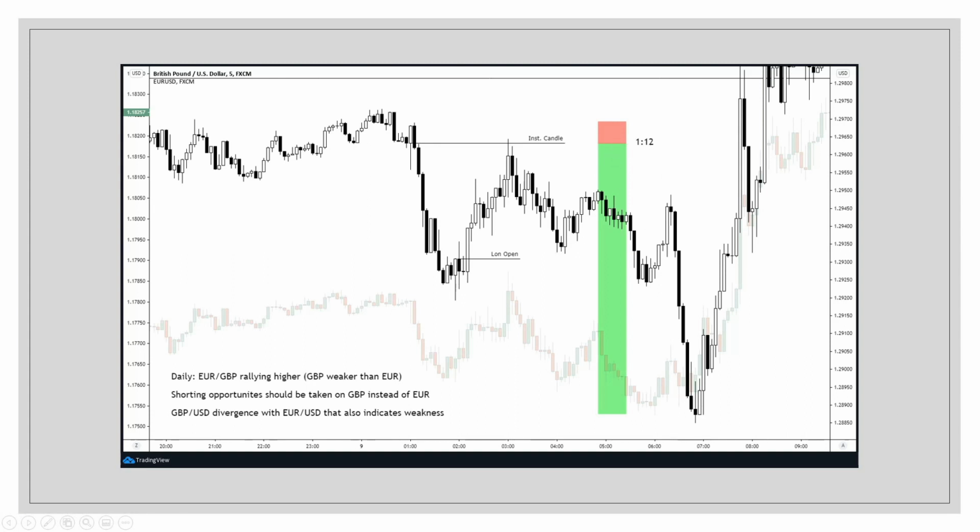Okay. And of course, that's also touching on the top-down analysis, because again, we have the daily doing this, and that's how we were able to intraday find a setup. All right, so there it is.